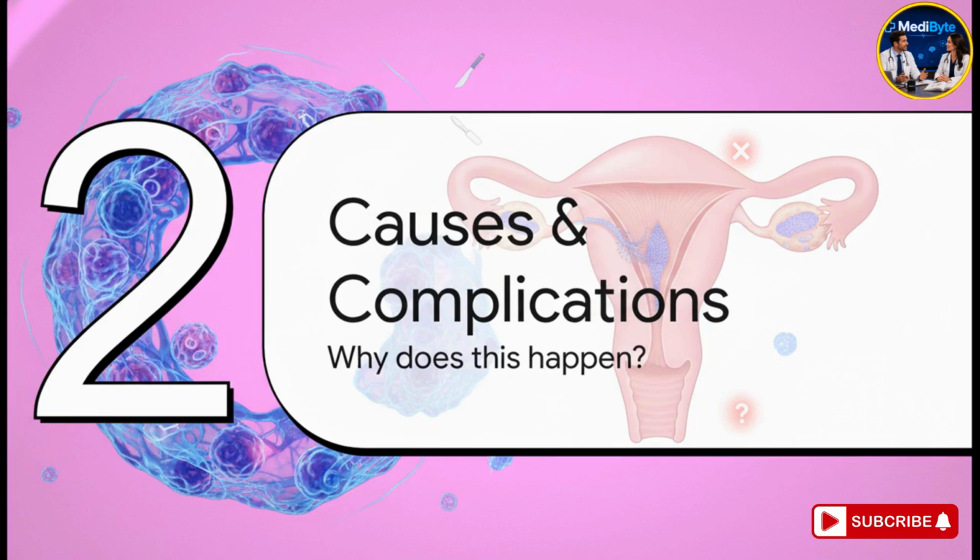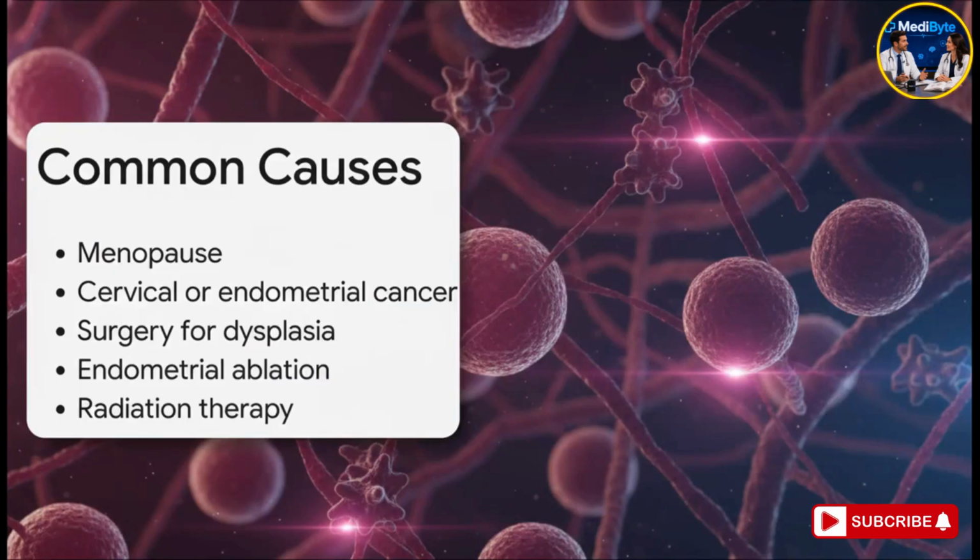Part 2. Causes and complications. So why on earth does this happen? Well, tissues don't usually just close up on their own without a reason, right? Cervical stenosis is almost always a domino effect from a distinct disorder or a previous medical procedure. A very common natural trigger is menopause, simply because the tissues in the cervix thin out and atrophy as hormones change. But it can also be triggered by cancer of the cervix or the endometrial lining.